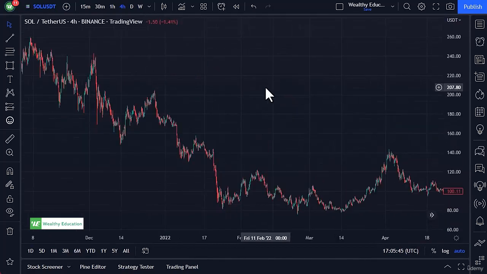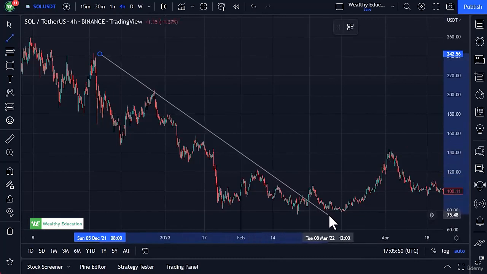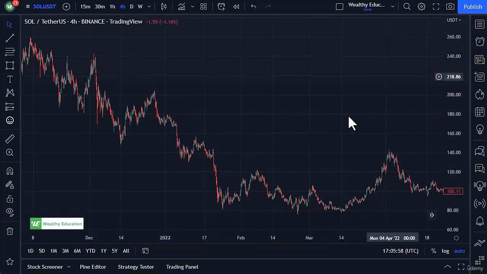Just like you could have made an argument for a downtrend line here. Touch, touch, touch, touch, touch, broke above there, came back, retested it, and then took off to the upside. So it works the same way as the horizontal lines do.